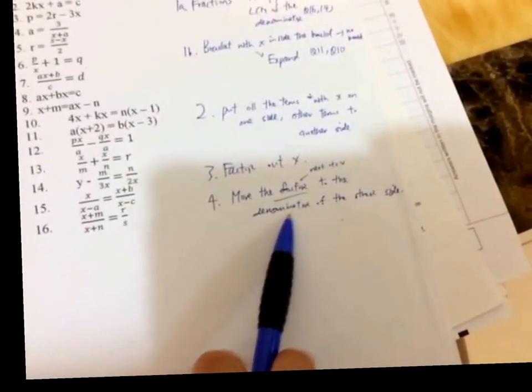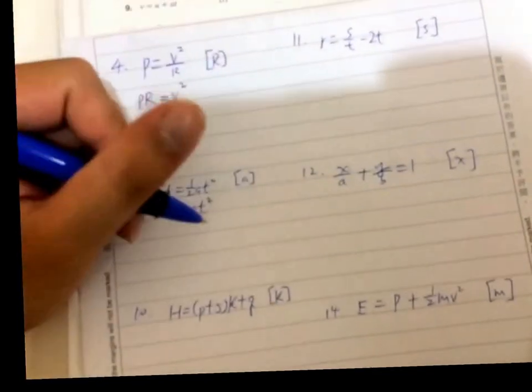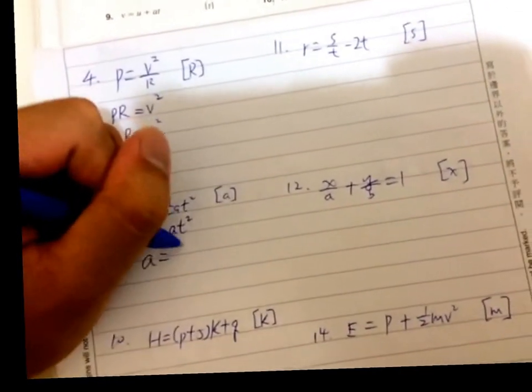move the factor to the denominator. That means there's some factor t squared here. So move it to the other side. Just keep a 2d over t squared.